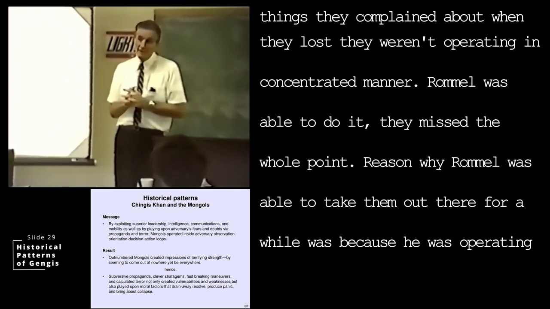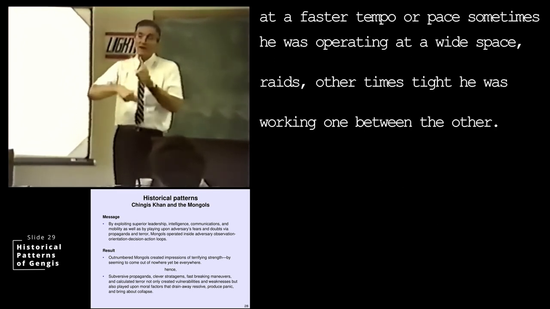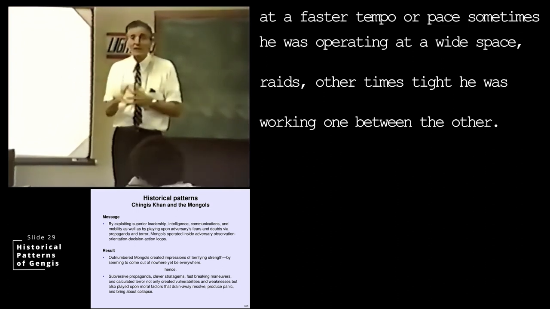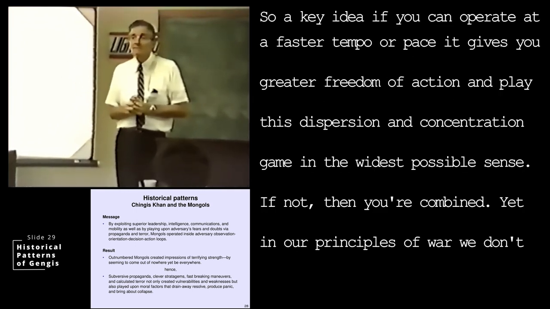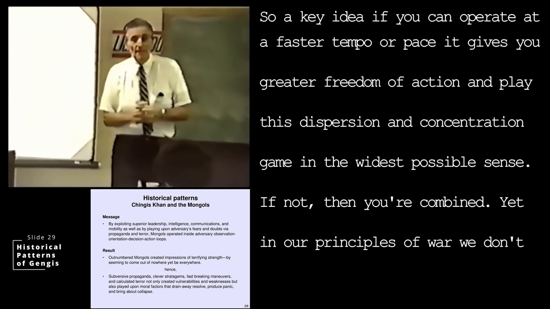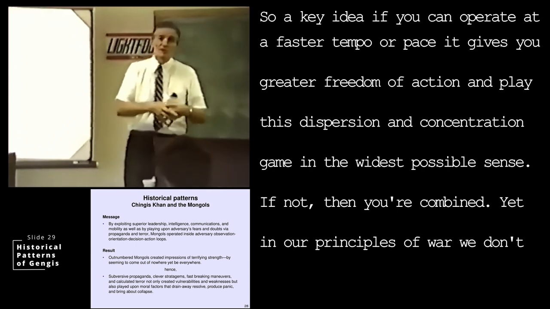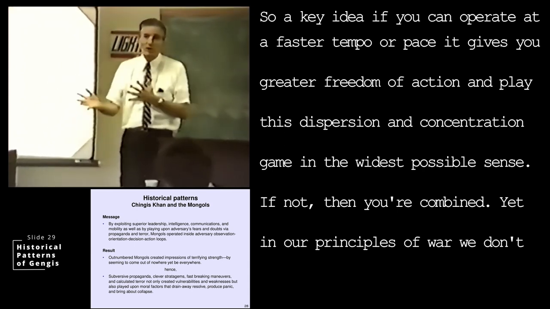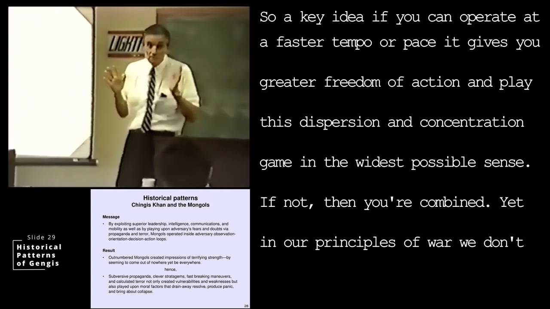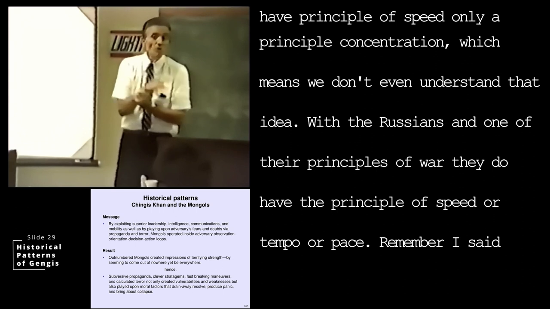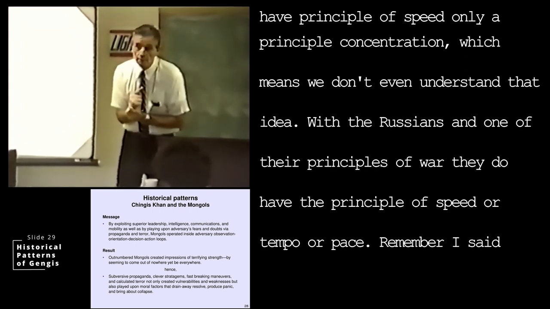The reason Rommel was able to take them out for a while was because he was operating at a faster tempo or pace. Sometimes he was operating wide-spaced raids, other times fighting, working one between the other. The key idea: if you can operate at a faster tempo or pace, it gives you greater freedom of action. You can play this dispersion-concentration game in the widest possible sense. If not, then you're combined. Yet in our principles of war, we don't have a principle of speed, only a principle of concentration, which means we don't even understand that idea.